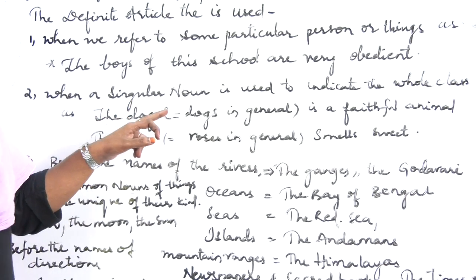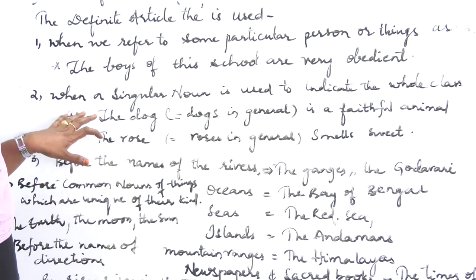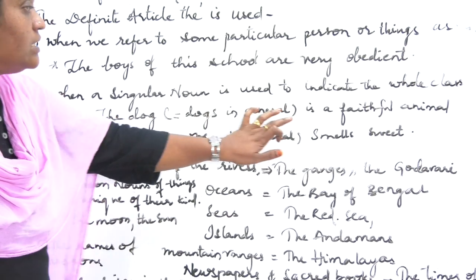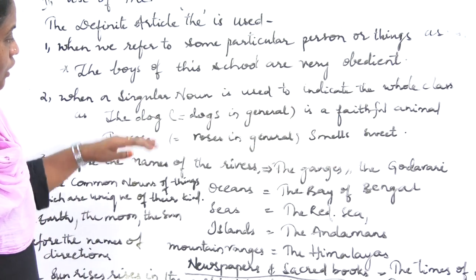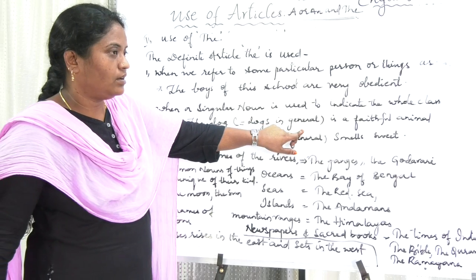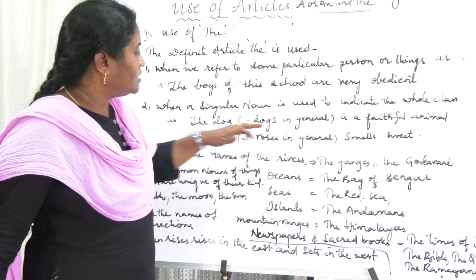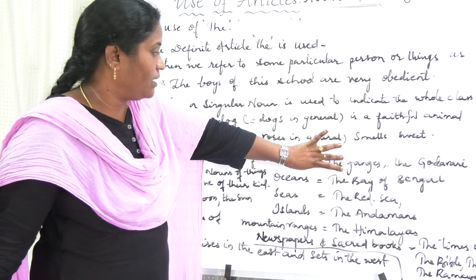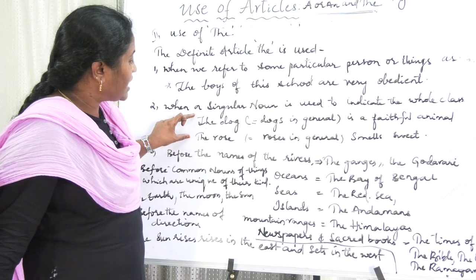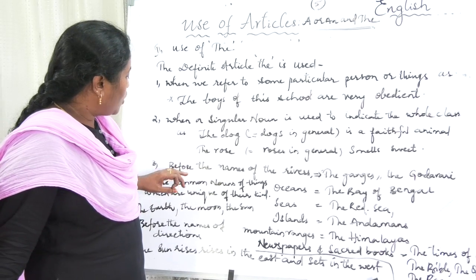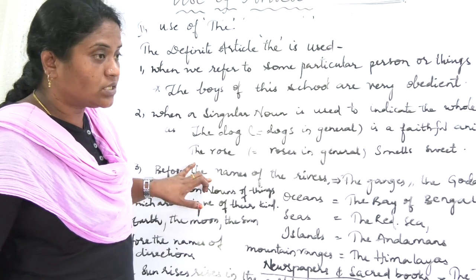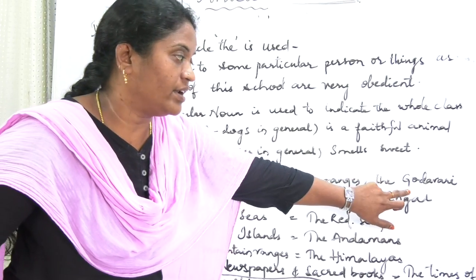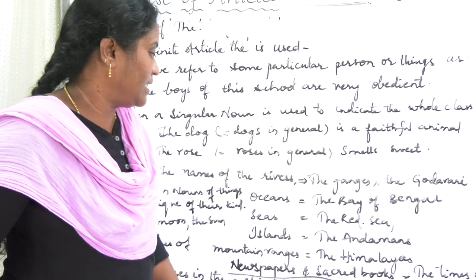When a singular noun is used to indicate the whole class. For example, let us see here. The dog is a faithful animal. The dogs in general. Okay. Next, the rose smells sweet. Here rose, we are speaking in general. That's why we are using definite article the. Okay. And also, the is used before the names of the rivers like the Ganges, the Godavari, the Krishna, etc.